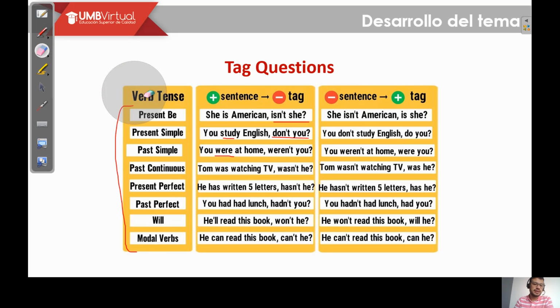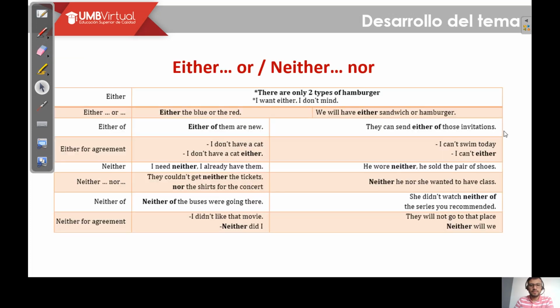If the sentence is negative, you are going to use the verb to be, the opposite in affirmative. The next topic is either or in neither nor.